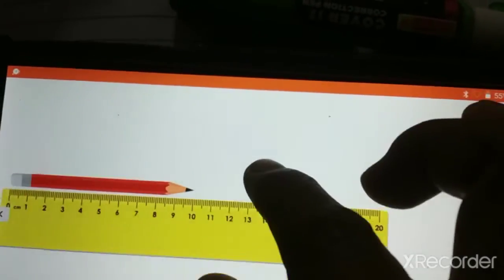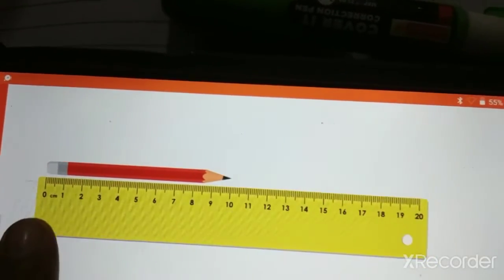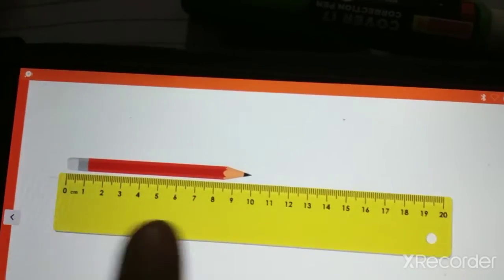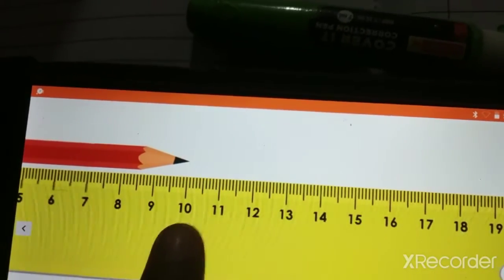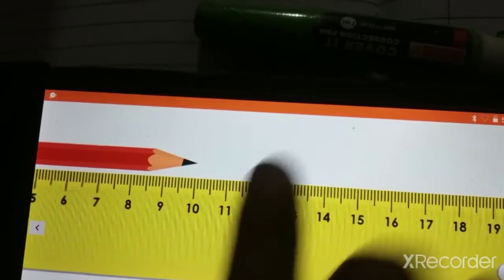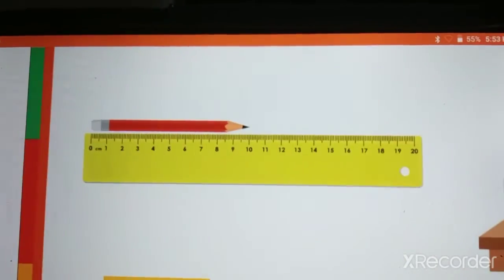Now look at this. The length of the pencil, how many centimeters is that? 0 to 10. Look at this point, which number is it? 10 is the number. 0 to 10, so the pencil's measurement is 10 centimeters.